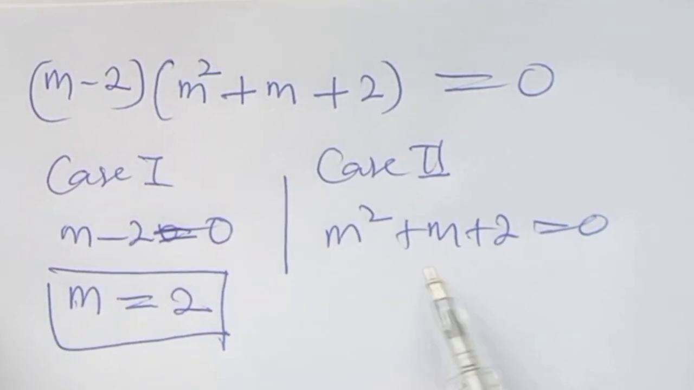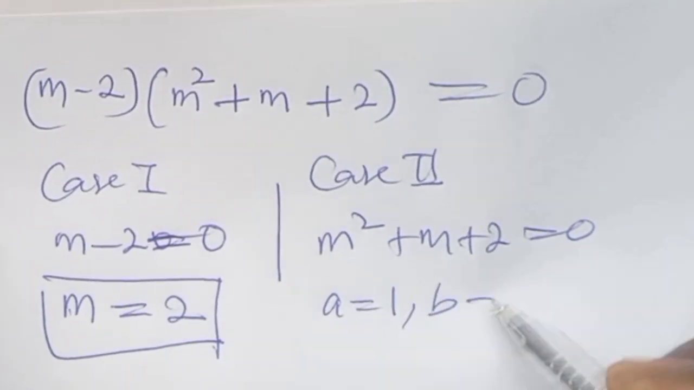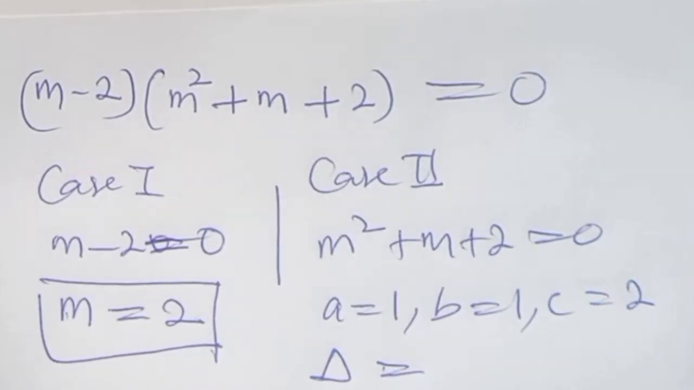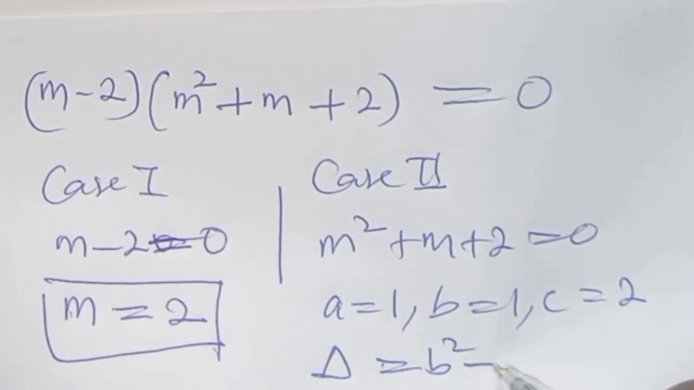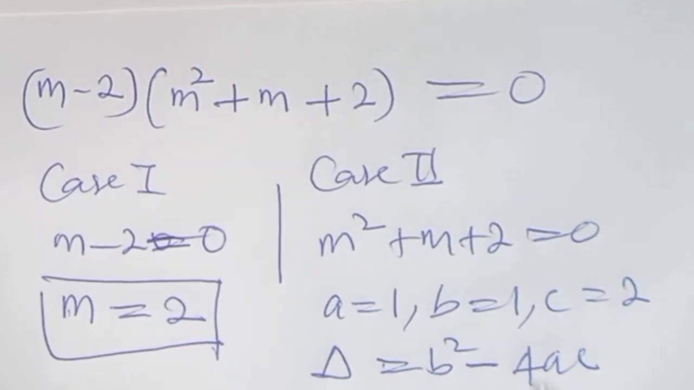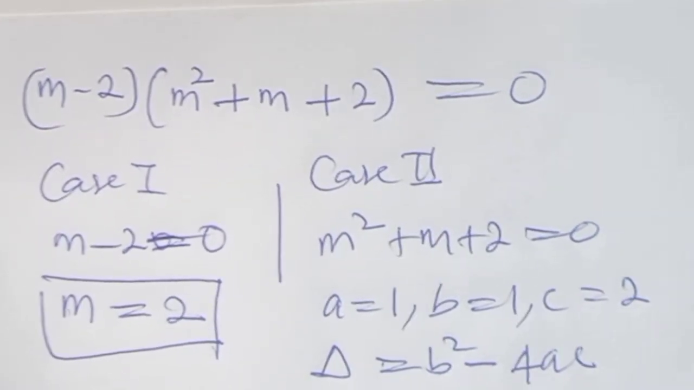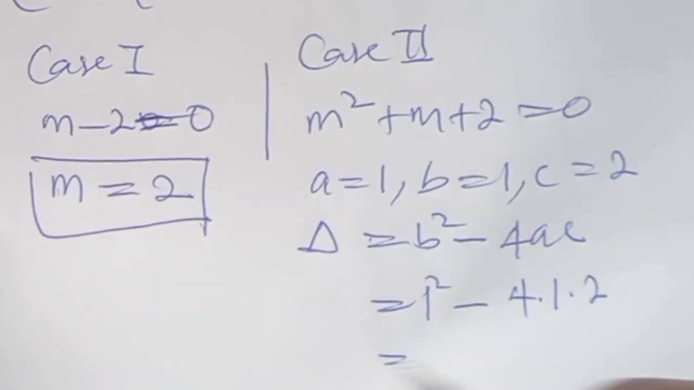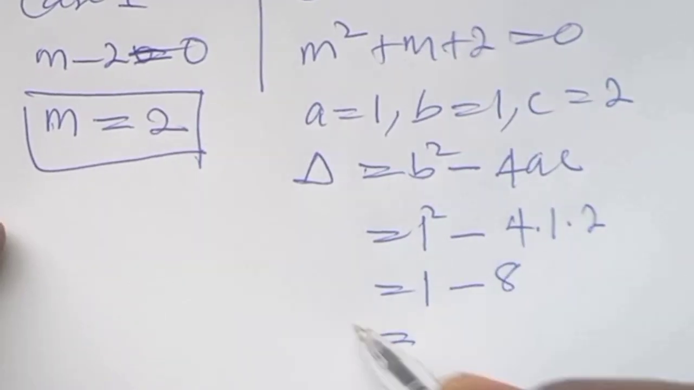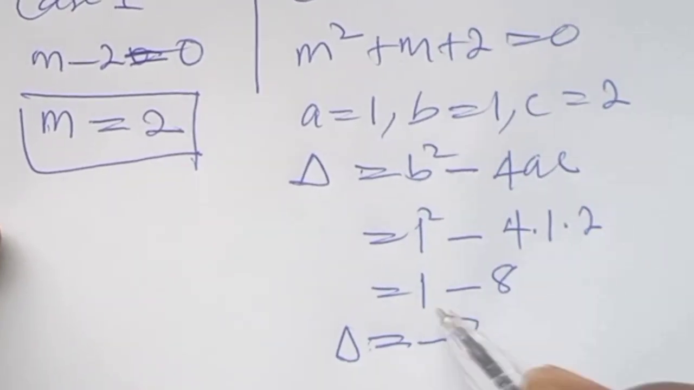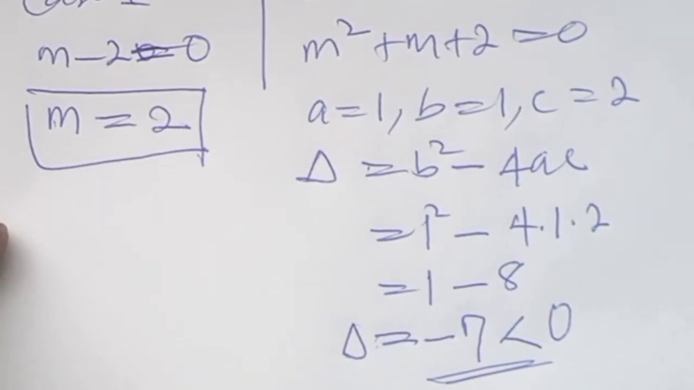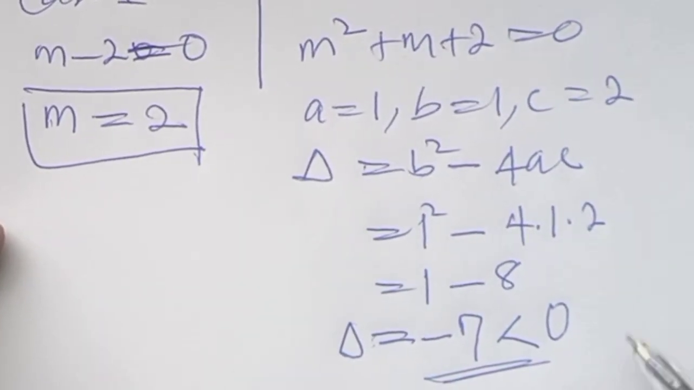And on this other side, if we say a is 1, b is 1, and c is 2, delta becomes b squared minus 4ac. So that 1 squared minus 4 times 1 times 2. And that becomes 1 minus 8. And delta eventually becomes minus 7. 1 minus 8 is minus 7. And this is less than 0. Eventually, this will give us a complex number and is to be rejected.